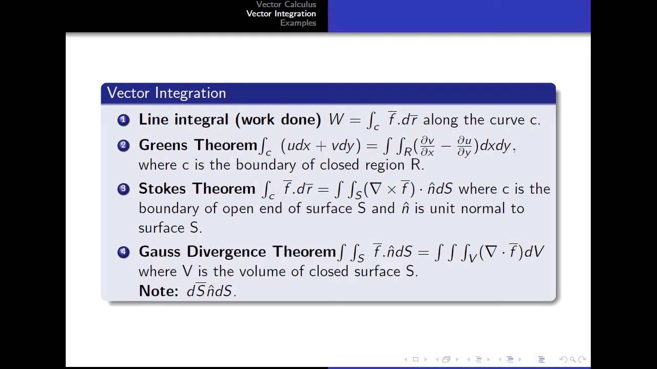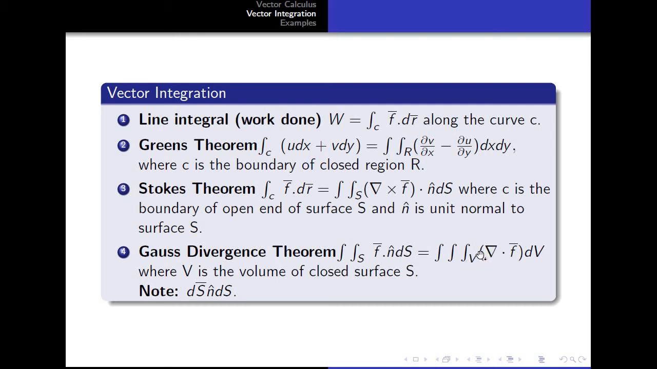Gauss theorem, or Gauss divergence theorem. In this theorem, the surface should be a closed surface, and we are finding the volume of this closed surface. This theorem gives a relation between double integration and triple integration, that means surface integral and volume integral. Here S should be closed, but in Stokes theorem, S should be open-ended and C is the boundary of that open part.